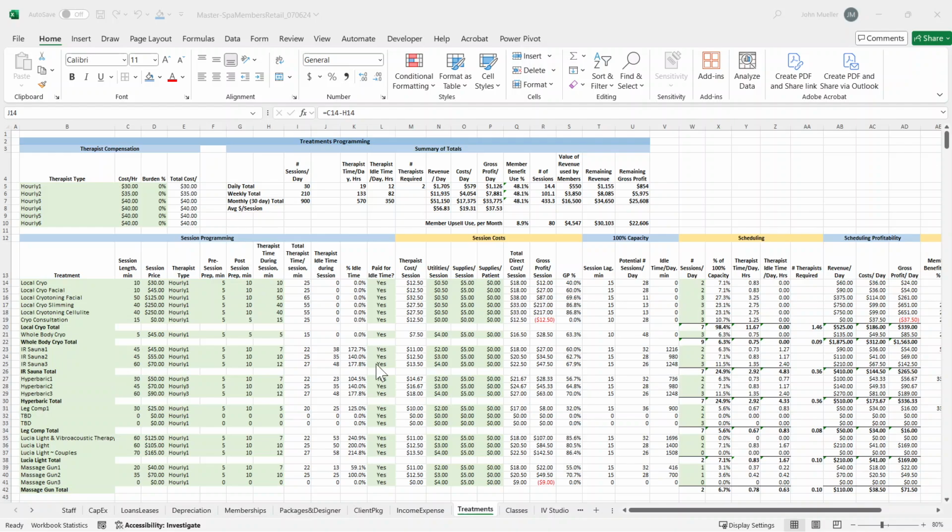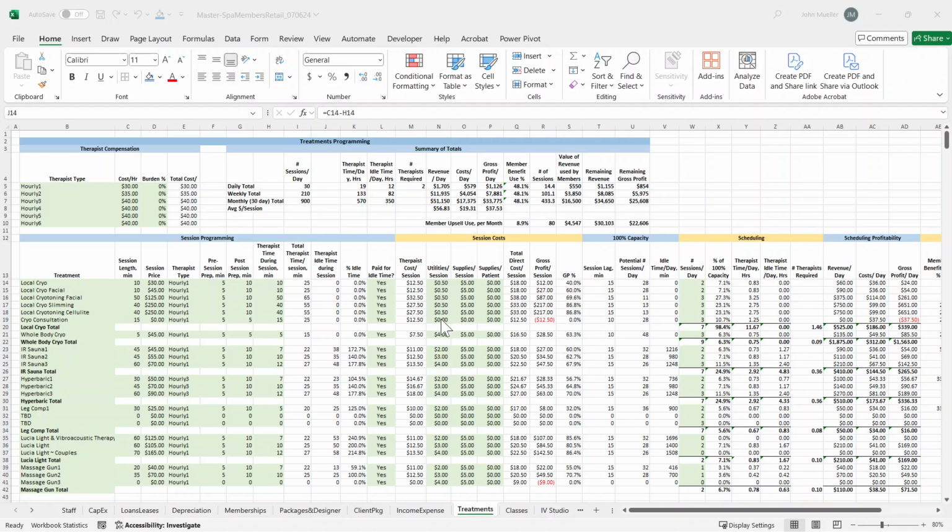Rather than them sitting around doing nothing, you can use that time to do other things, checking inventory, restocking shelves, whatever it happens to be, cleaning up the office, but you can get more utilization using the idle time. Then it goes into what is that service cost based on per session. This is going to tell you the total therapist cost based on all these time calculations over here and their cost per hour.